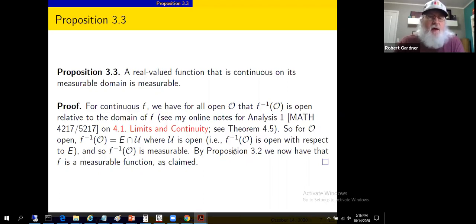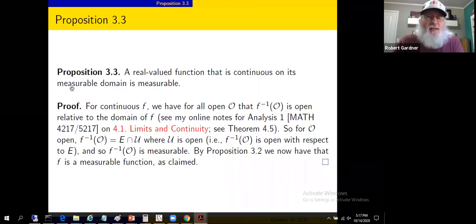So if we take open set O, we know F inverse of O is the intersection of E, the domain of the function, with some open set U, let's call it. So the inverse image of O is an intersection of measurable sets. Saying F is a continuous function gives us this kind of behavior where E is the measurable domain.